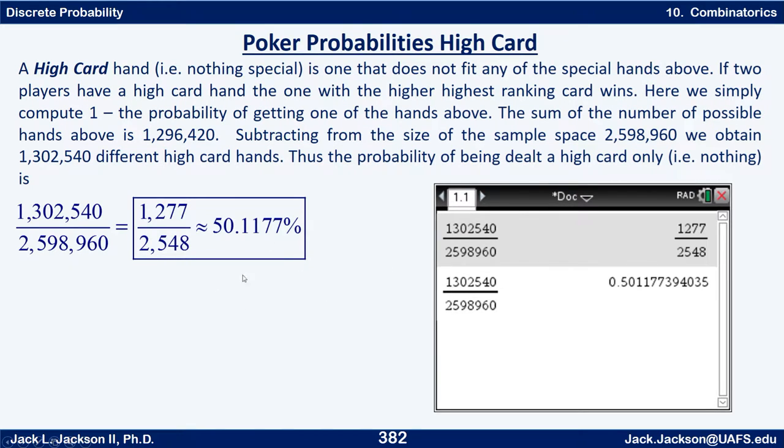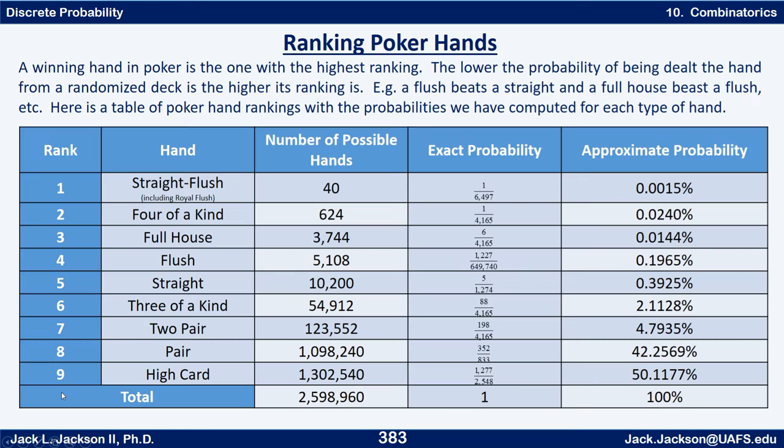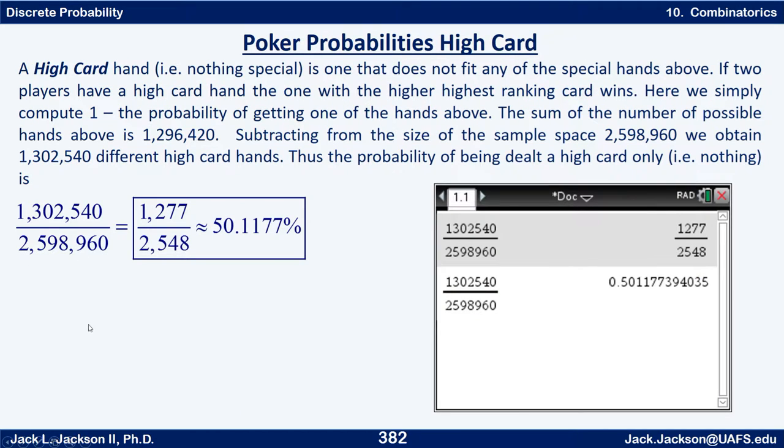And actually, I counted up. I added all those up. I've got them in a table on the next slide. Well, I'll just show you. And here are the different number of hands. If I add up all these that we've computed before and subtract from the total number of hands, that leaves 1,302,540. And of course, do that over this here, and that will be a probability of just a high card hand. That reduces to 1,277 over 2,548, or about 50%, just a little over 50% there.